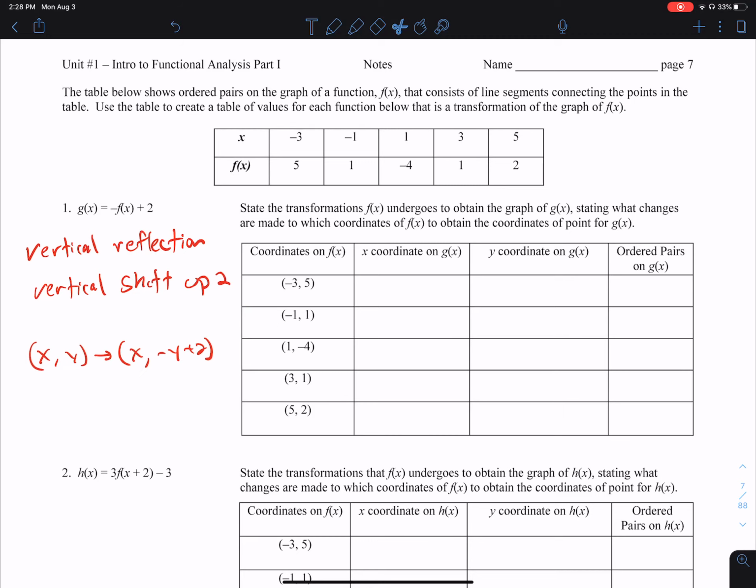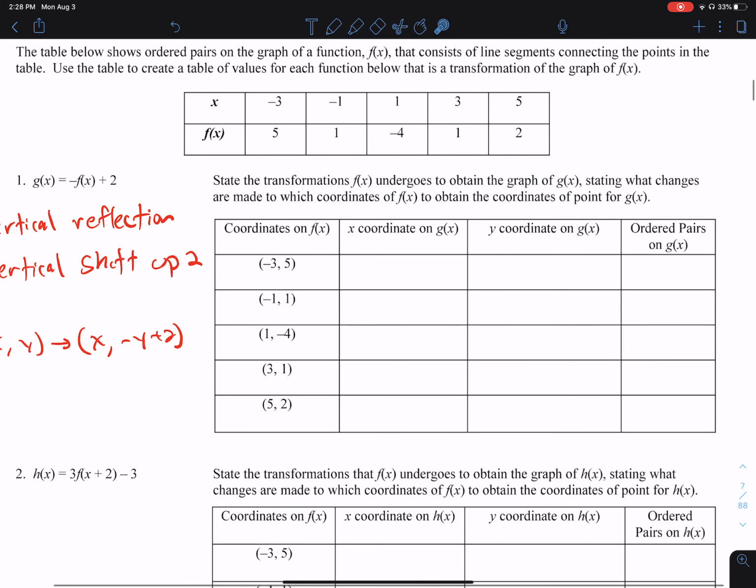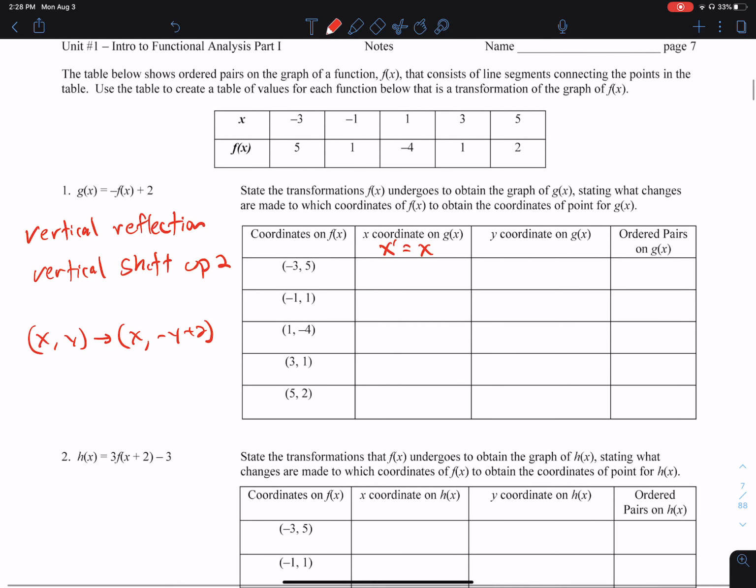So once again, this is a mapping. This is the parent. This is our new graph. So without much thought, this is f, the original function, and this is our new function g. Oftentimes in math, when we have something that's new, we call it prime. X prime and x are the same. They're not changing.